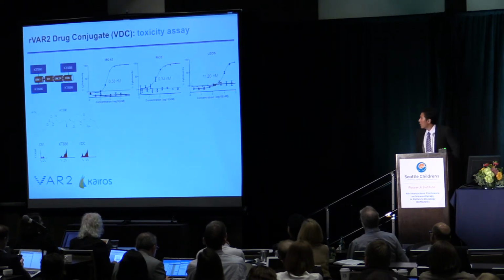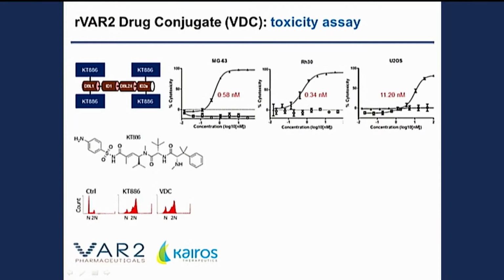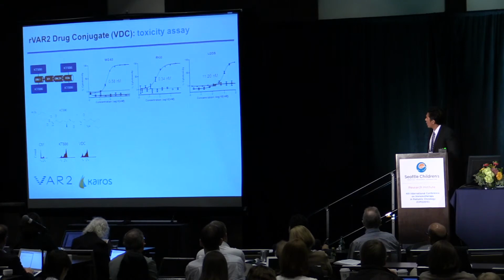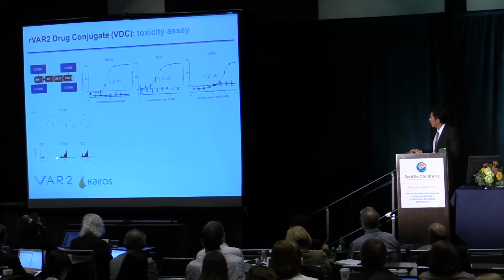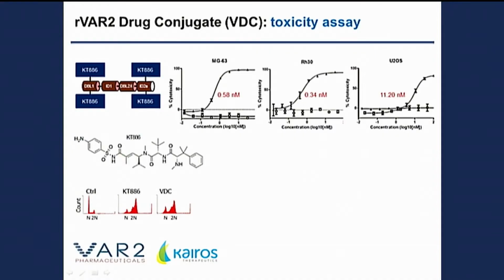And when we conjugated VAR2 with hemiasterlin, which is a tubulin inhibitor that can inhibit the cell cycle, we can effectively kill the sarcoma cell lines at low picomolar or nanomolar concentration. We also tested whether the tubulin inhibitor function is still preserved in the VAR2 conjugated drugs or not. This drug is now co-developed by VAR2 Pharmaceuticals and Kairos, and it is now in the preclinical developmental stage.